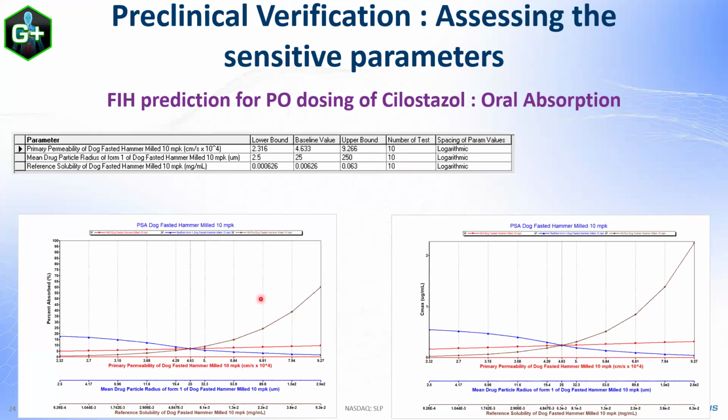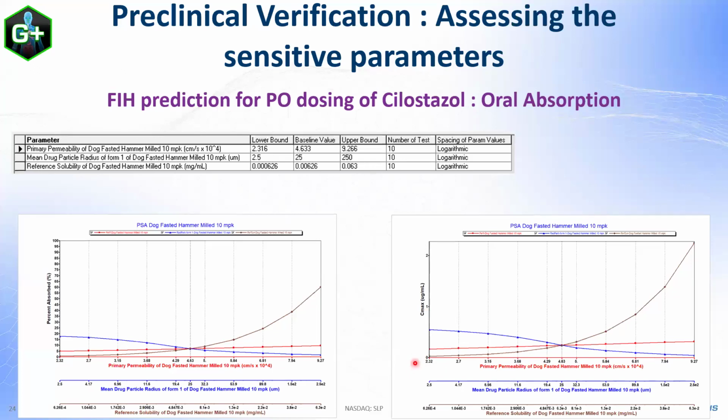The results are shown in these plots below. The change in the parameter being assessed is shown on the x-axis, with permeability indicated by the red line, mean drug particle radius indicated by the blue line, with the values read off the blue axes, and solubility indicated by the brown line. On the y-axis of the left-hand plot, we have % absorbed, and on the y-axis of the right-hand plot, we have Cmax. Both of these are obviously simulated parameters.